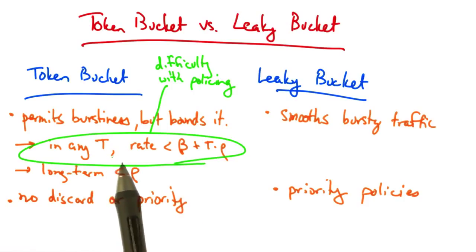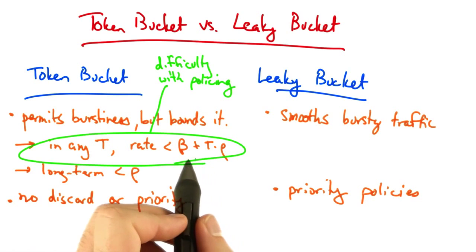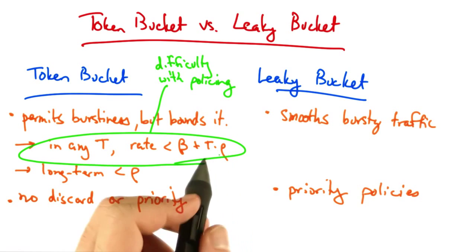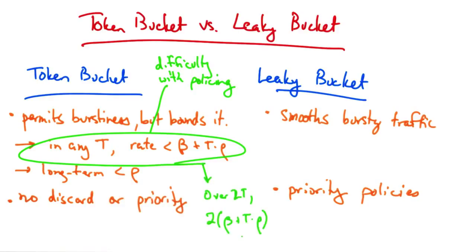Consider, for example, an interval of twice this length. Well, if the flow can send beta plus t times rho in each interval, then over 2t, the flow can consume 2 times beta plus t times rho tokens. But actually, this is greater than how much the flow is actually supposed to be able to send, which is beta plus 2t times rho. So policing traffic being sent by token buckets is actually rather difficult.